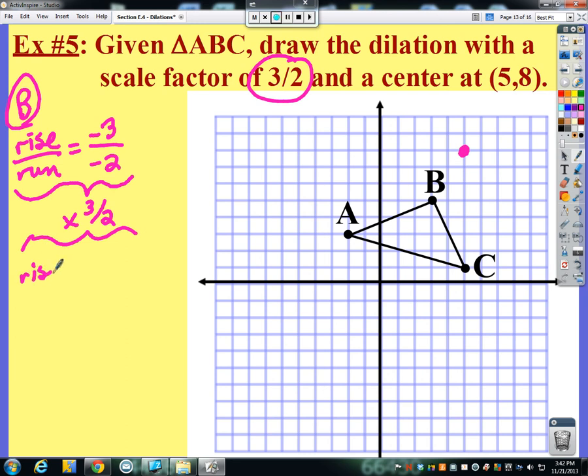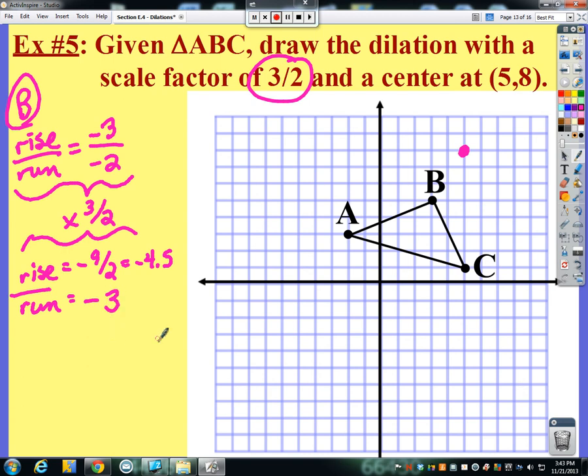So our new rise, 3 halves times -3 is -9 halves, which is -4.5. And our new run would be 3 halves times -2. The 2's would just knock each other out, because this is really the numerator and the denominator. The negative stays, and we'd get -3 as our new run.